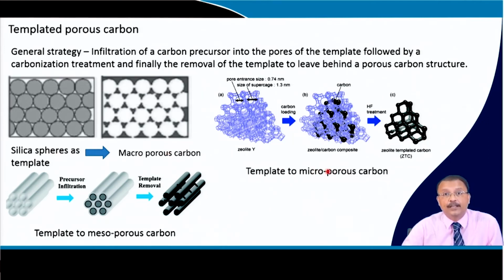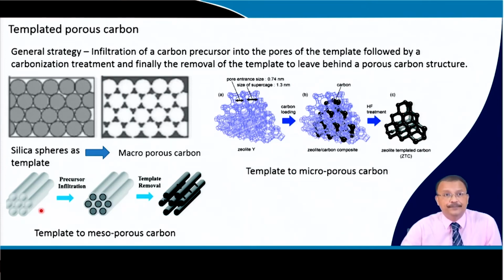So, you can go for a microporous material, zeolite is one of them, and then you load it with carbon, and then you get rid of this zeolite, which is an aluminosilicate composition. The silica gets removed with this HF treatment, and you get a nice network porous structure for zeolite templated carbon, abbreviated as ZTC. So, this is your active material for EDLC.